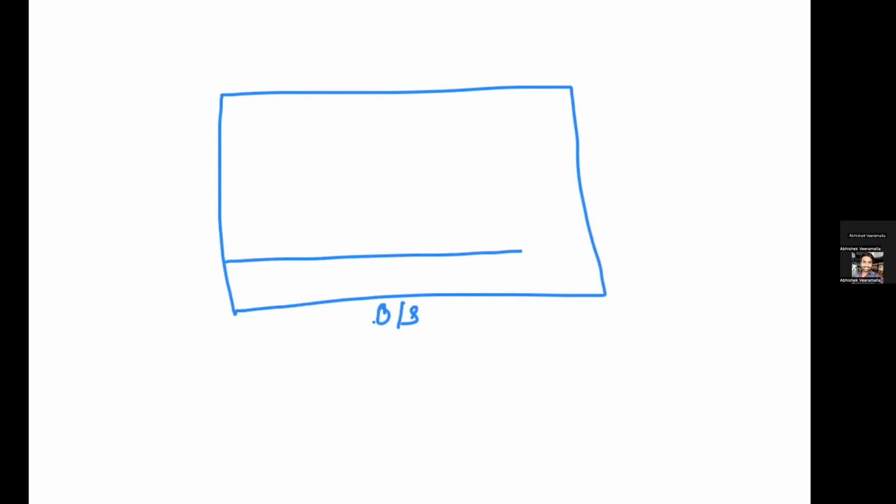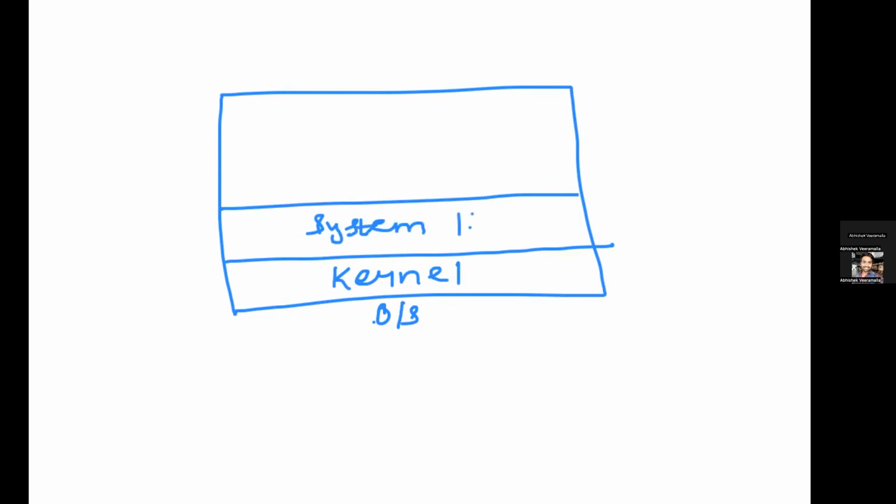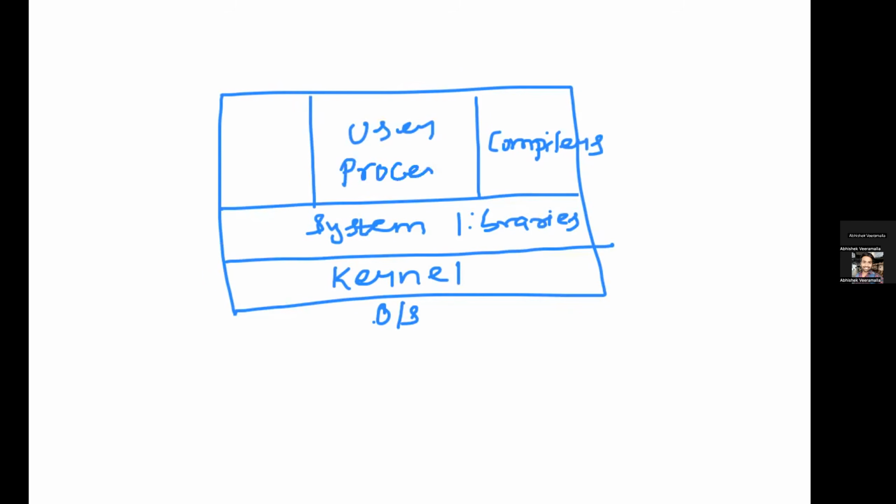So firstly, the heart of your Linux operating system is your kernel. And on top of your kernel, you have something called your system libraries. Don't worry, I'll explain them in detail. And on top of it, you have things like your compilers, you have your user processes, and you have some system related softwares.